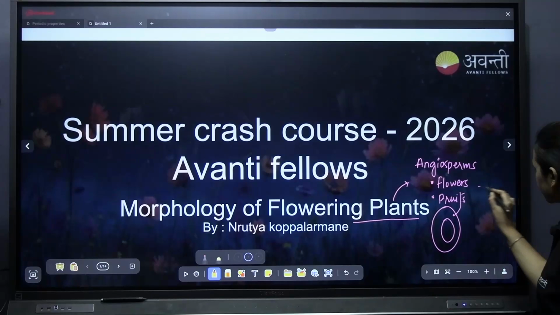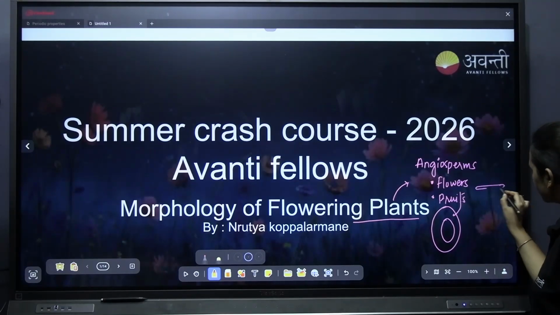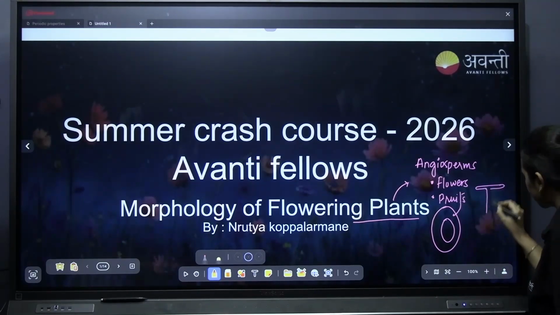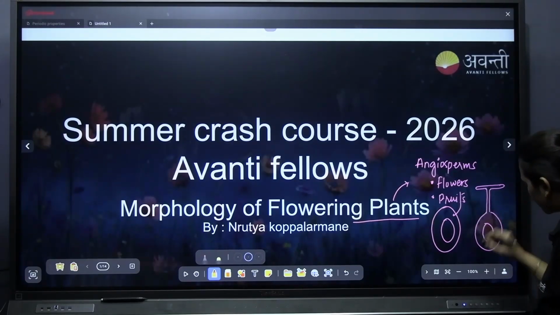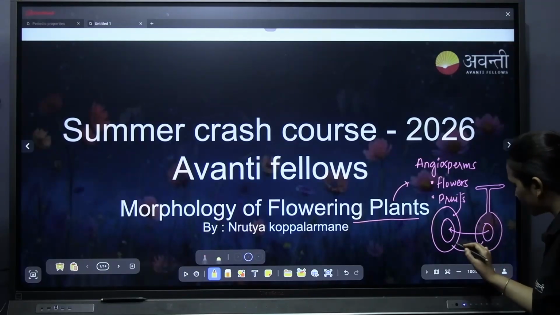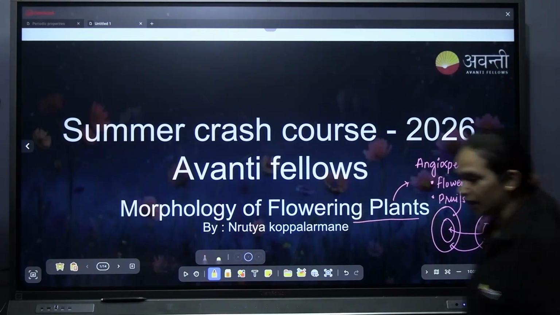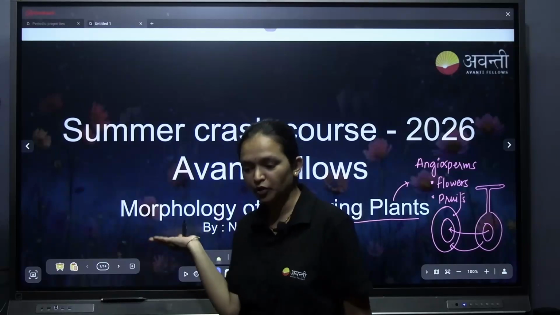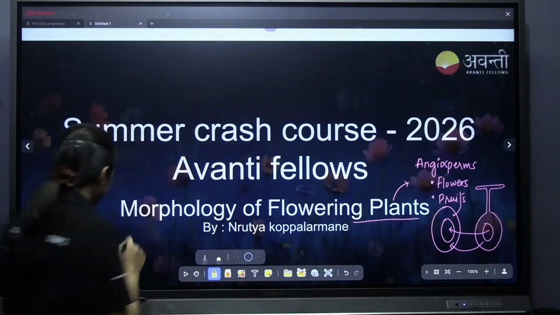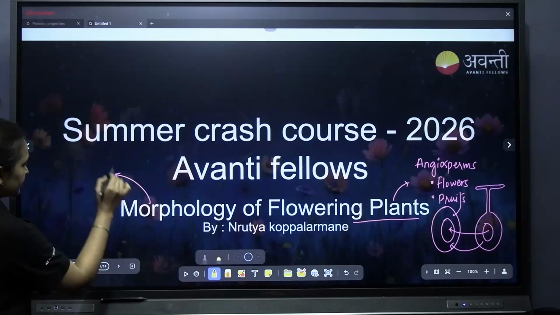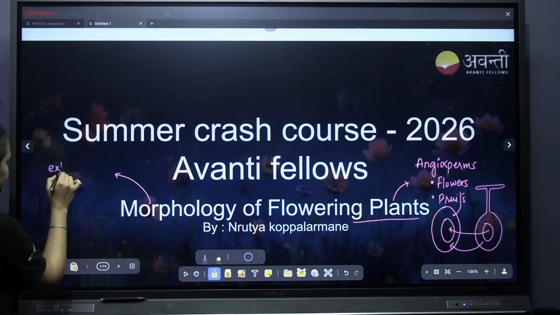If we see the gynoecium of that particular plant, that is angiosperm, they have ovule, this is ovule, which will be developing into seed, and the ovary will be developing into fruit, the future fruit. Okay. So this is called flowering plants. And now coming to morphology. What do you mean by morphology? Morphology means the outer appearance, or external features.